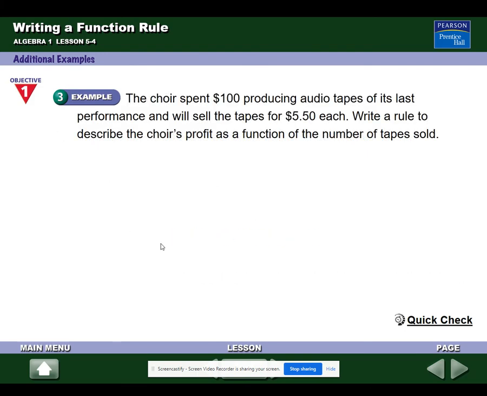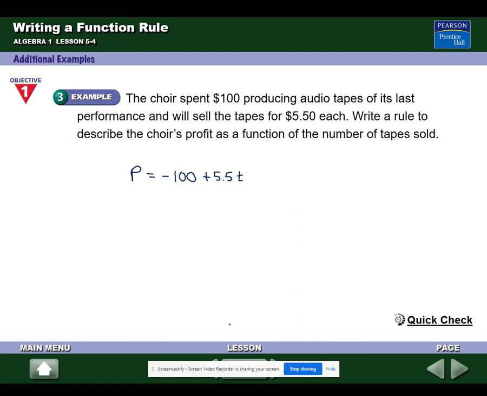All right, the last example says the choir spent $100 producing audio tapes of its last performance and will sell tapes for $5.50. Now catch what's going on in that sentence. They spent $100. They're selling tapes for $5.50 to kind of make it back. It says write a rule to describe the choir's profit as a function of the number of tapes sold. Okay, so their profit would be equal to negative $100, the money they spent up front, plus $5.50 per tape that they sell.